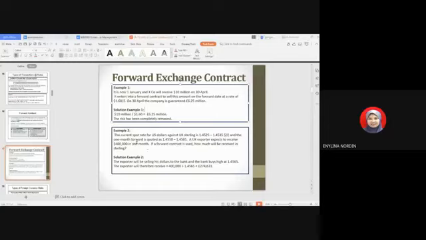The next one is example 2. This is the current spot rate for US dollar against UK sterling, and the 1 month forward is quoted as 1.4550 and 1.4565. This is the higher rate and this is the lower rate. A UK exporter expects to receive $400,000 in 1 month's time. If the forward contract is used, how much will be received in sterling?